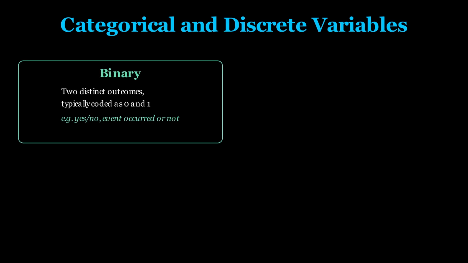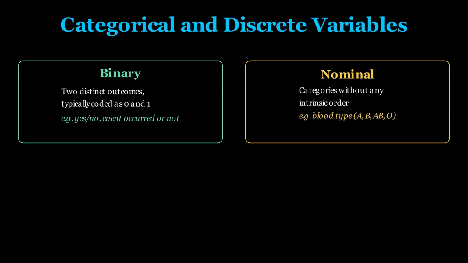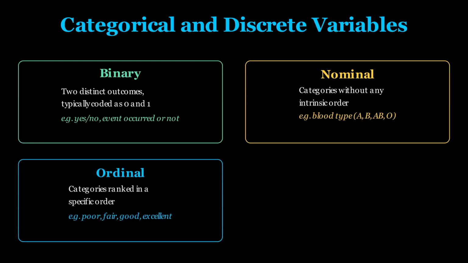Variables are not always continuous. Let's look at 4 important types of categorical and discrete variables: binary, nominal, ordinal, and count variables. Binary variables represent categorical data with 2 distinct outcomes, typically coded as 0 and 1. They capture the presence or absence of an attribute, event, or condition, such as yes or no responses, or whether an event occurred. Nominal variables categorize data without any intrinsic order, such as blood type or eye color. Ordinal variables not only categorize data, but also rank it in a specific order, reflecting a relative position or degree. Think of satisfaction ratings, from poor to excellent, or education levels.